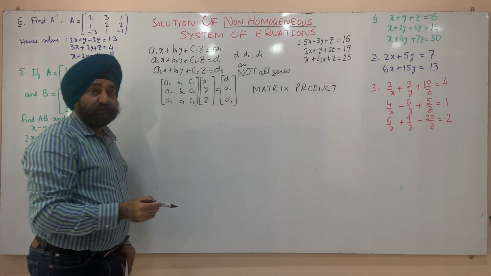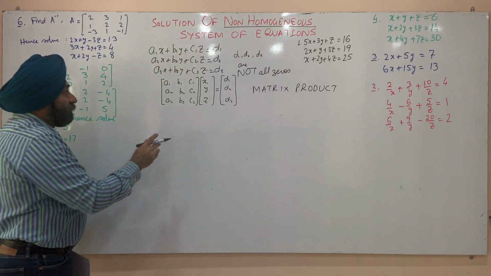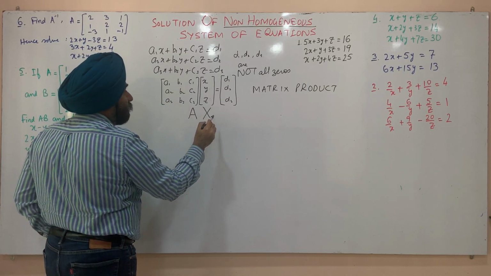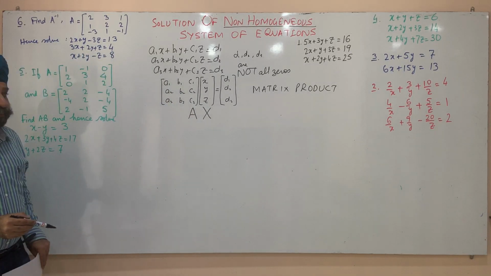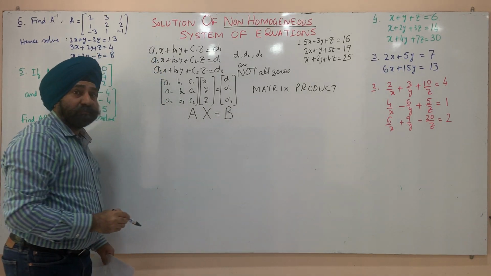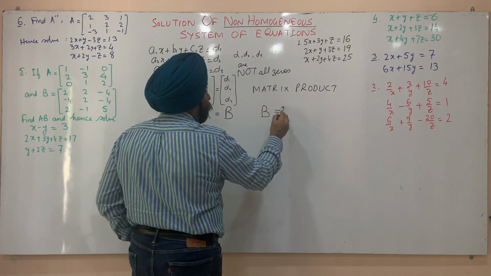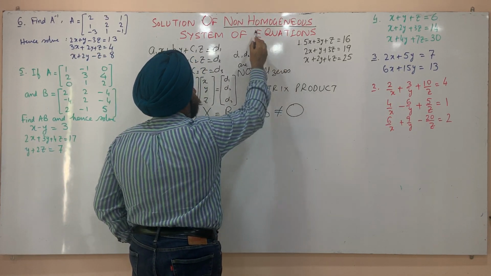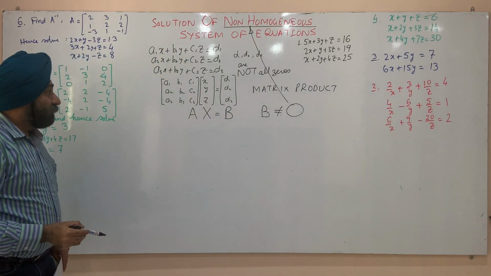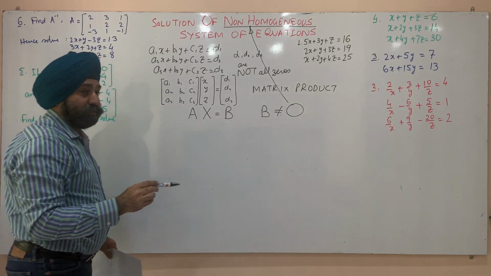The question is, we have to find out this matrix. Let us represent the first matrix by A. This is the column matrix of unknowns, X. This is equal to the right hand side B. So if B is not a null matrix, we have a non-homogeneous system of equations. How do we proceed?